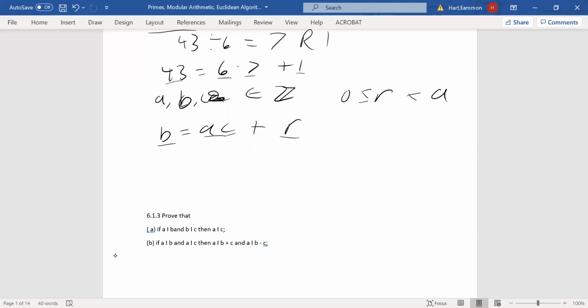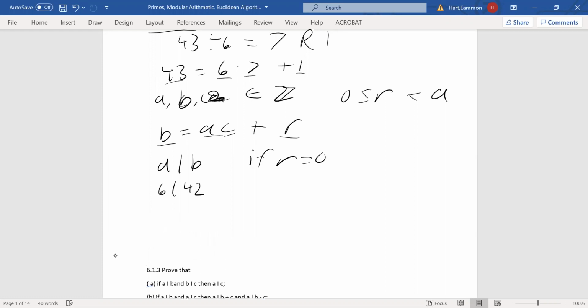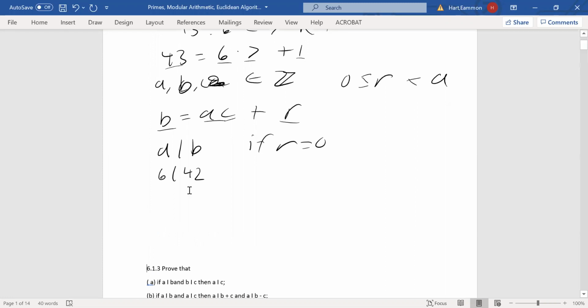We say that b is divisible by a, or a divides b. So in this case, we would have something like 6 divides 42, if r is equal to 0. So basically, if our remainder is 0, then we have strict divisibility and things play nicely.